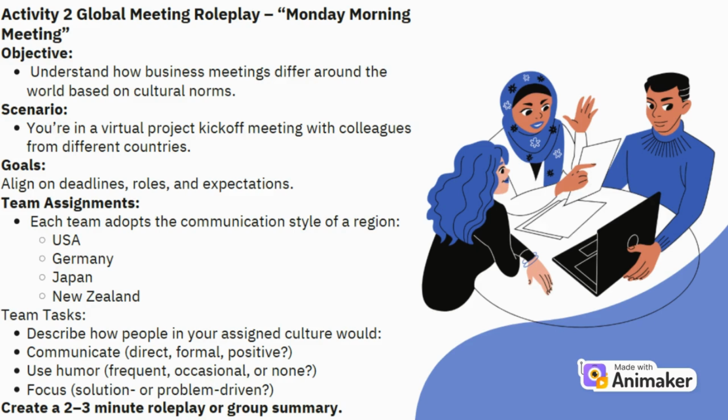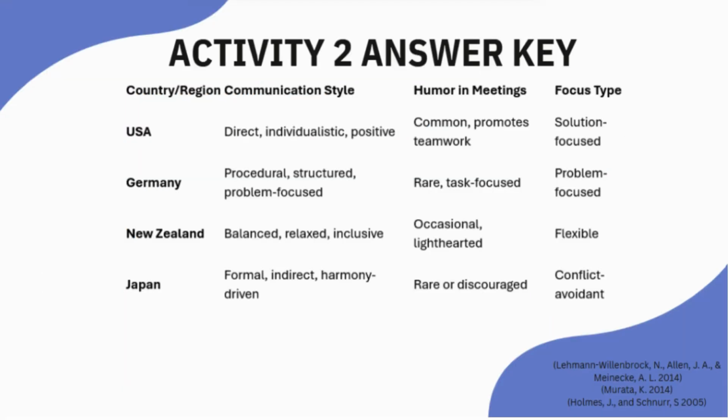Team assignments: each team adopts the communication style of a region, USA, Germany, Japan, New Zealand. Team tasks: describe how people in your assigned culture would communicate: direct, formal, positive. Use humor: frequent, occasional, or none. Focus: solution or problem-driven. Create a 2 to 3 minute roleplay or group summary. Activity 2. Answer key.